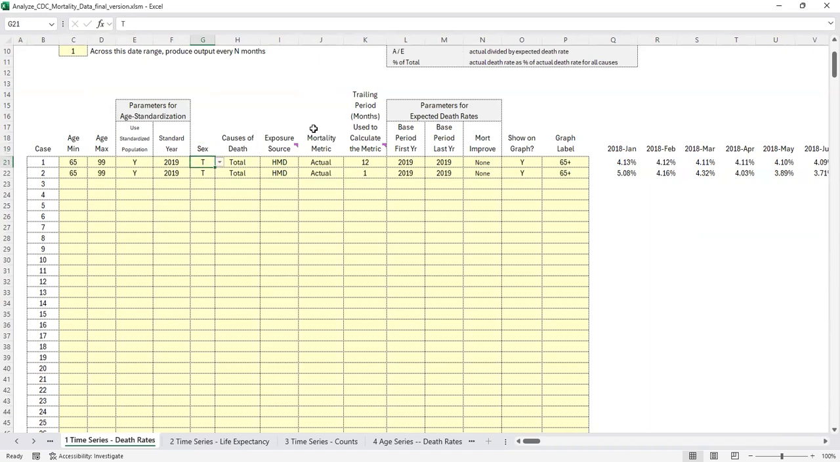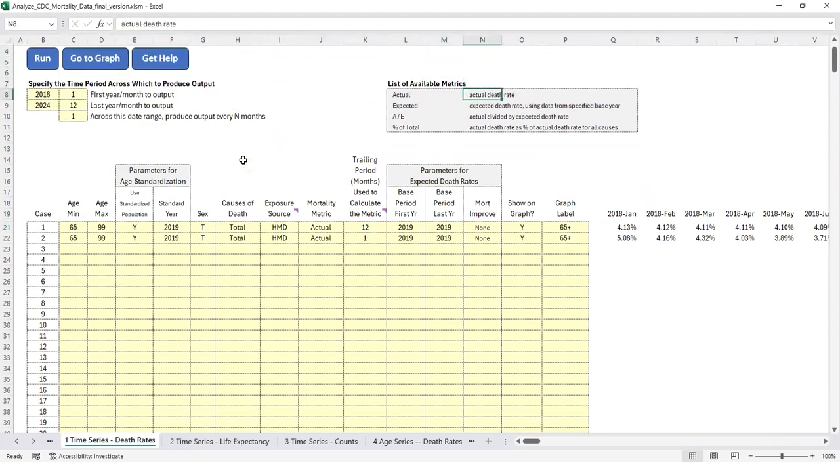I'm going to look at male and females combined, but if I wished, I could look at males or females separately. But for this example, let's combine the sexes. I'm going to look at all causes of death summed together. These are mutually exclusive causes of death, and when we sum them together, we get the total. But if you want, you can look at any of these separate categories. For this example, let's look at total deaths.